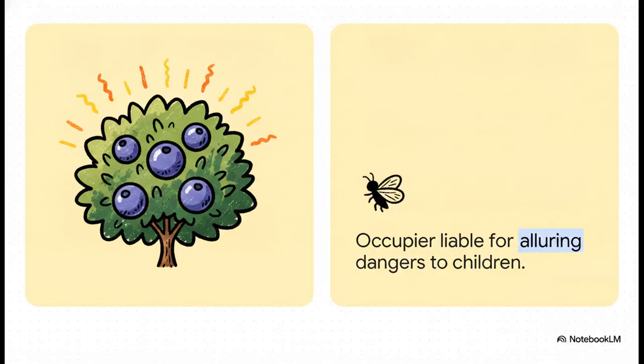Which brings us to the really tragic 1922 case of Taylor v. Glasgow Corporation, the case that established the concept of allurement. A 7-year-old boy ate poisonous berries from a shrub in a public park and died. The shrub wasn't fenced off, there were 0 warnings. The council was held liable because they knew about the danger, and those berries acted as an allurement. They were essentially a tempting, concealed trap for a young, curious child.